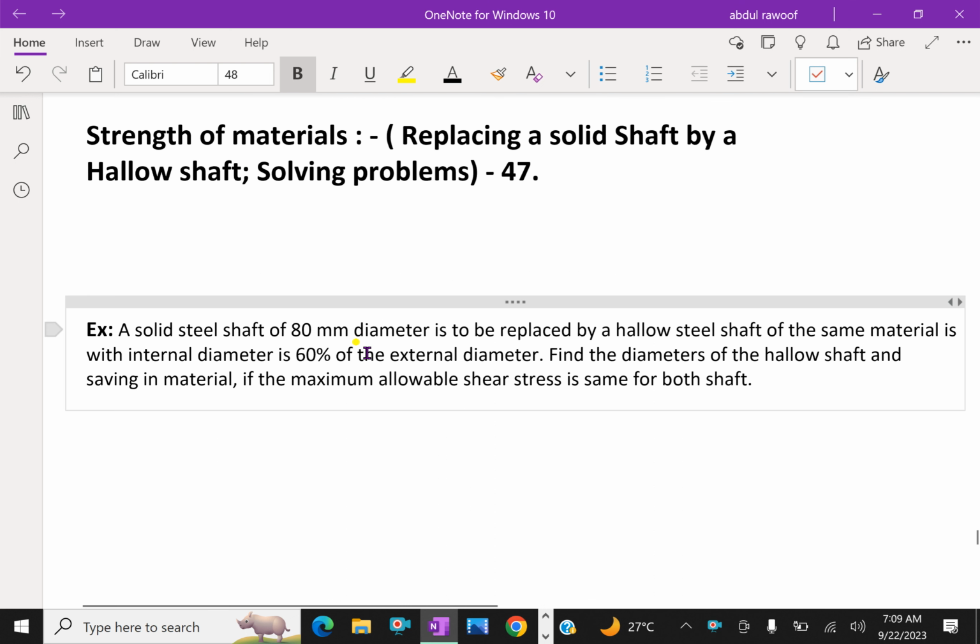Sometimes we are required to replace a solid shaft by a hollow shaft or vice versa. In such cases, the torque transmitted by the two shafts should be equal to that by the replaced shaft. We have to assume that. But sometimes there are certain other conditions which also have to be considered while designing the new shaft. Let us discuss that.